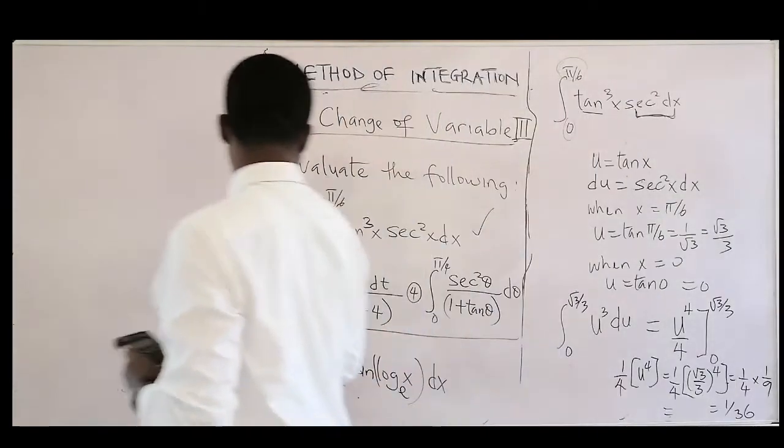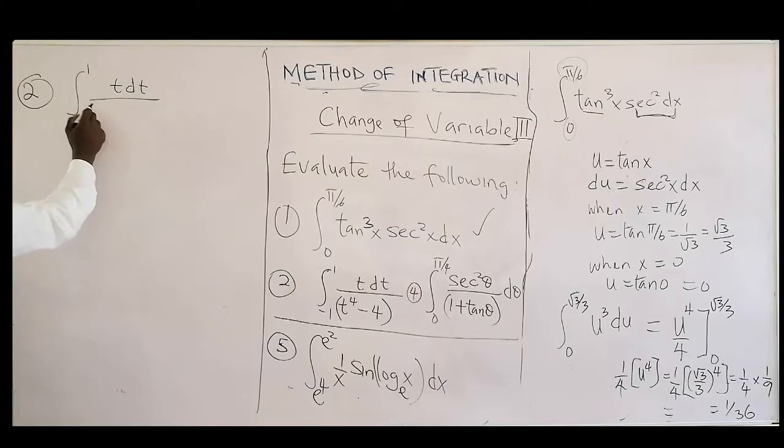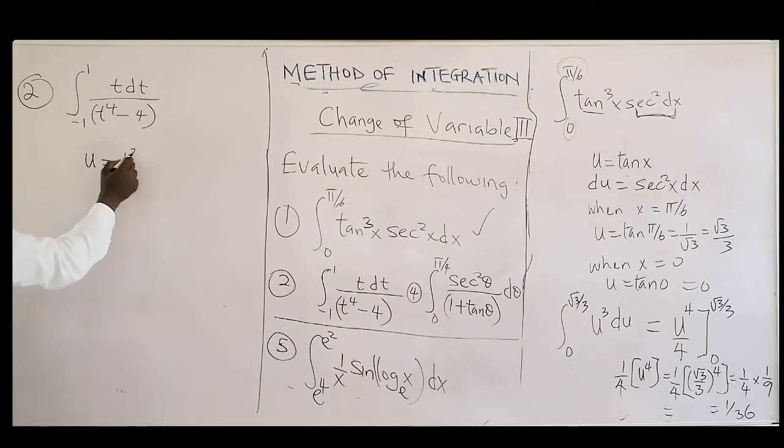That will take us to question 2. We have the integral from lower boundary minus 1 to upper boundary 1 of t dt all over t to the 4 minus 4. This is similar to one of the questions we did in the previous video. We can't just go for t to the 4 for the substitution. What we are going to do here is use u as t squared, because when you differentiate it, it will give you something similar to this.